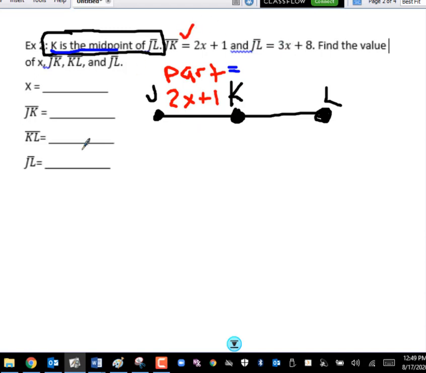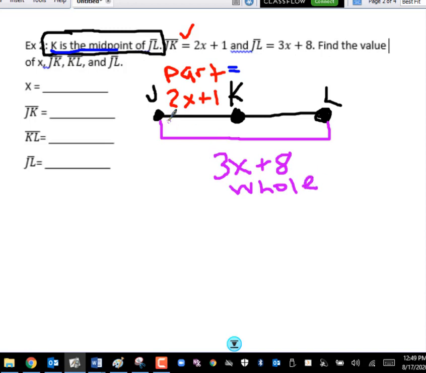JL, well, from J to L is all of this, is 3x plus 8. Okay, now was that a part or a whole? Well, let's look. It went from one end all the way to the other end. That's a whole. If it went from the end to the middle, that's a part. But from end to end, that's the whole. Check. Okay. So we still want to know the value of x and then all this stuff.